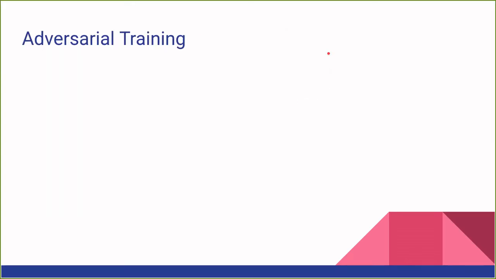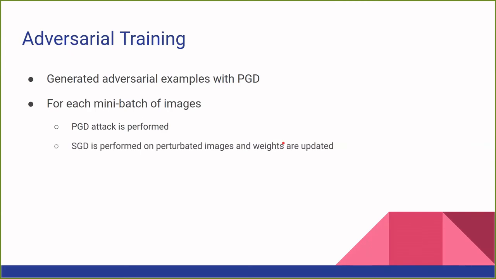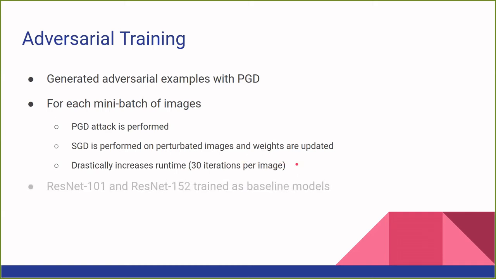So for adversarial training, they generated adversarial examples with PGD. For each mini batch of images, they perform the PGD attack, and training is performed on the perturbed images and the weights are updated. This drastically increases the runtime because they're performing PGD with 30 iterations before updating the model. And this is for each batch of images.